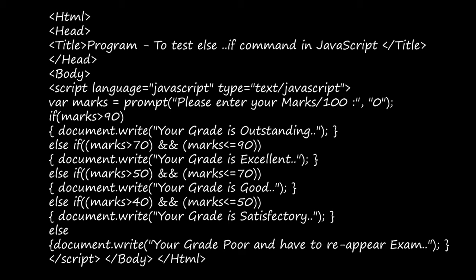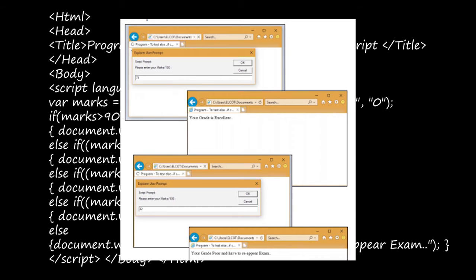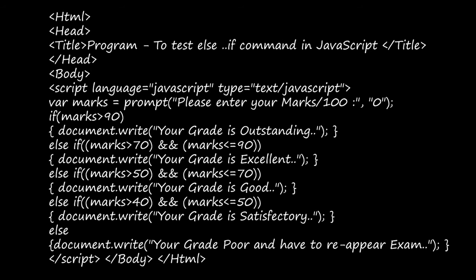So let's see the output for this. Here, first, you are given a prompt dialog box: "Please enter your mark /100." This will be displayed. So inside this box, you can give any number, right? If you are giving 73, where will the 73 come? Here you can see, else if marks is greater than 70 and marks are less than or equal to 90, right? In that line, what is there? document.write "your grade is excellent," right? So "your grade is excellent" will be displayed there.